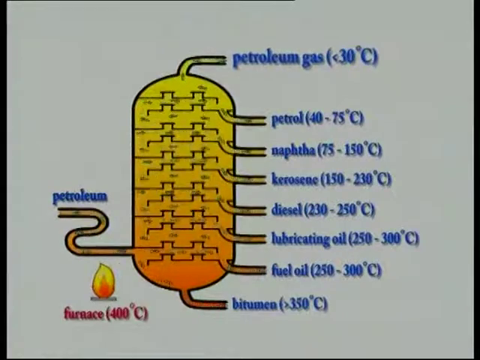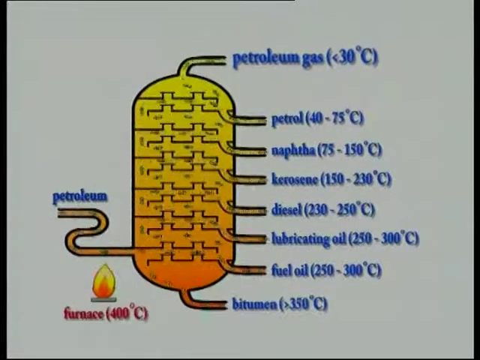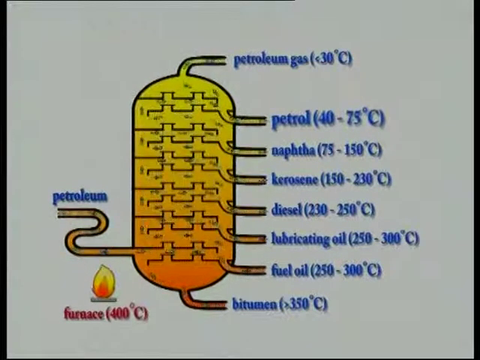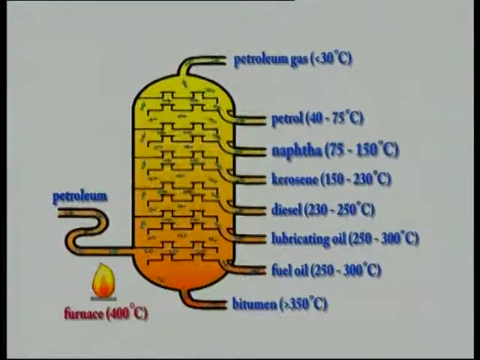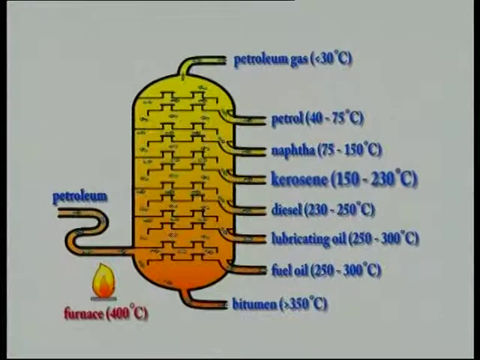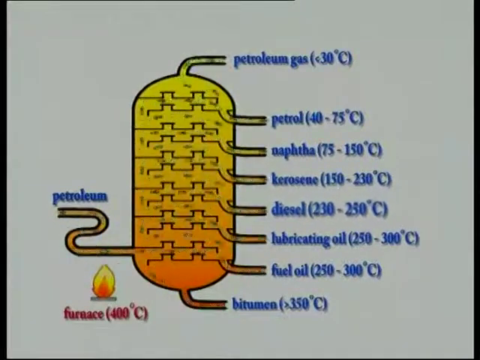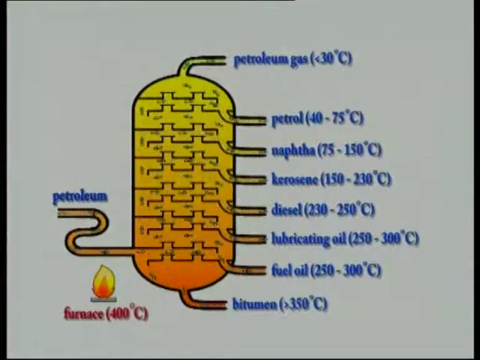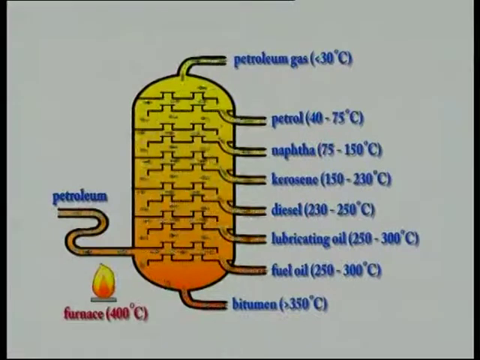Petroleum gas has the lowest boiling points. It is the first to condense, followed by petrol or gasoline, then naphtha, kerosene, diesel oil, lubricating oil, fuel oil, and lastly, bitumen. The other fractions of petroleum condense at higher temperatures.